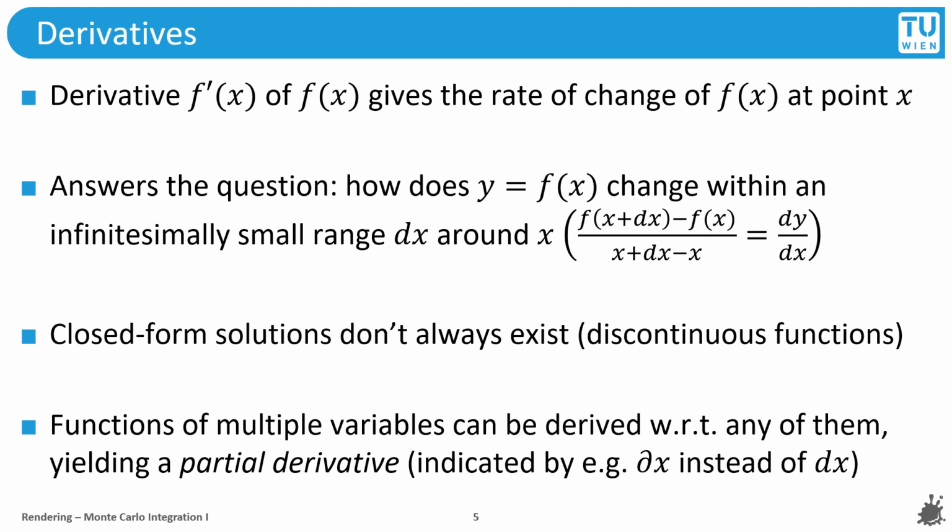Functions of multiple variables can be derived with respect to any of the variables, which yields a so-called partial derivative. And a partial derivative is indicated by the special character for partial derivative in front of the variable that we are taking the partial derivative with respect to, instead of the d for the common derivative.